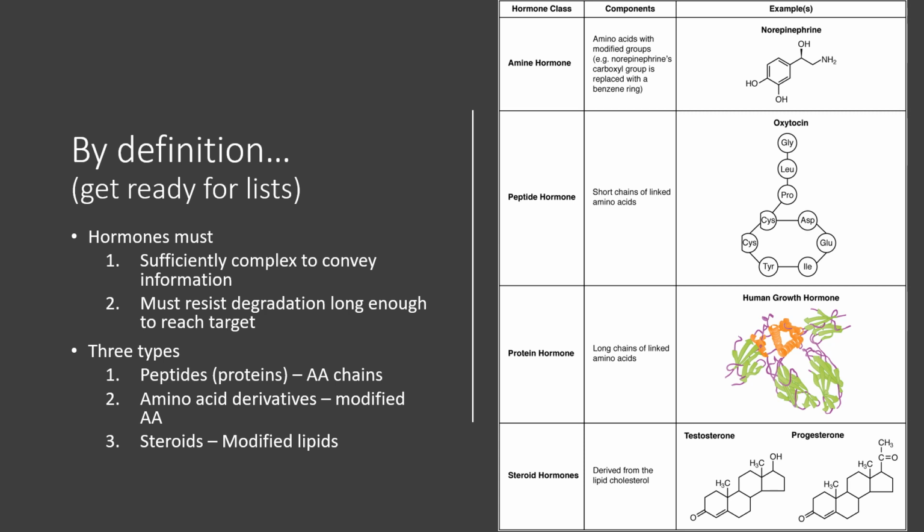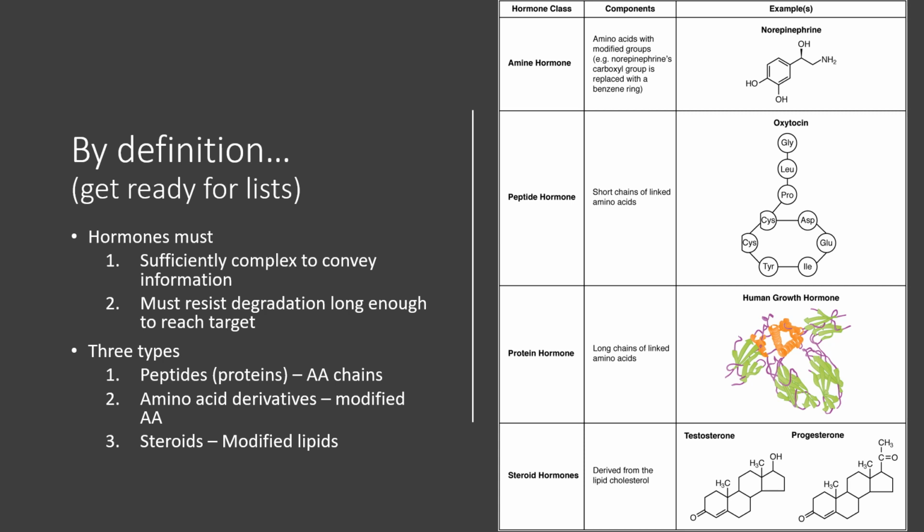So by definition, a hormone must be sufficiently complex to convey information. For instance, a single sugar molecule is not complex enough to convey information. And it must resist degradation long enough to reach some target so that that information can be conveyed. If you have a hormone that does not last in the body for, say, more than a moment, then it is unable to send a long distance message.